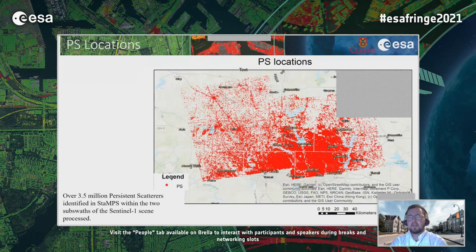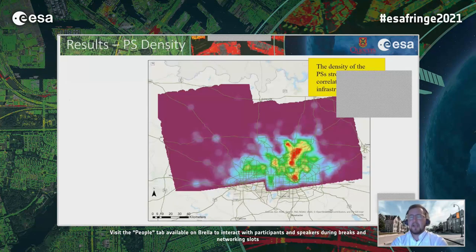So the output of our StaMPS analysis gave us over 3.5 million persistent scatterers through the two full subswaths. And it's very clear where the urban infrastructure is around the DFM, as well as numerous towns outside it, as well as major highways. Here's just an example of the density of our PS. Again, they're very strongly correlated to the urban infrastructure, as well as outside towns and major highways.